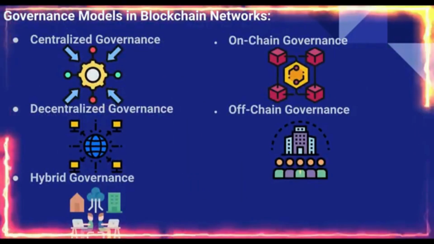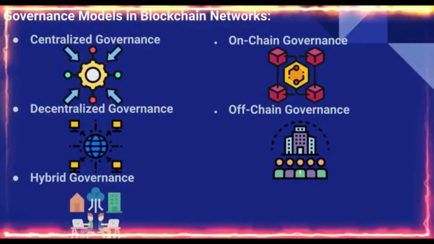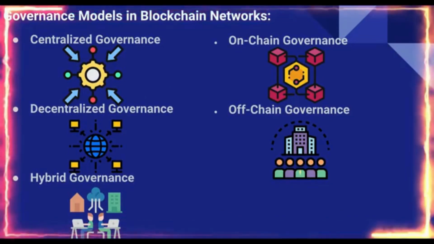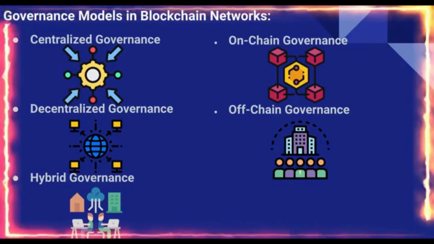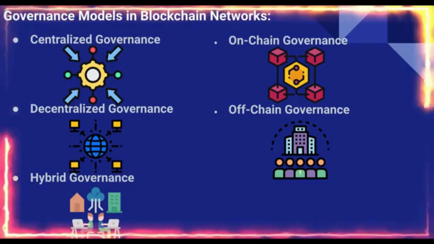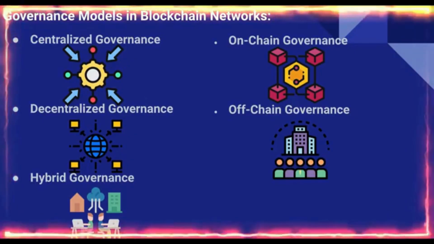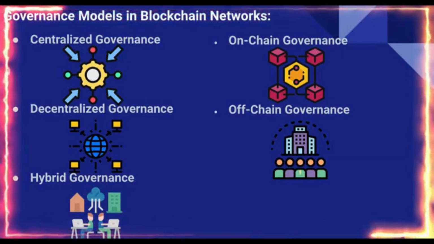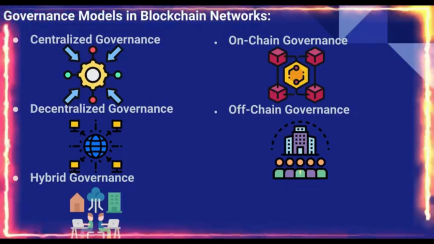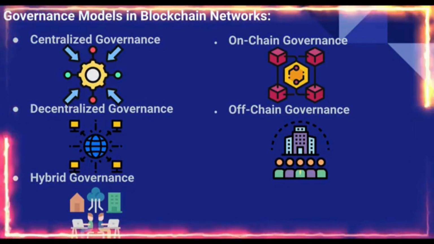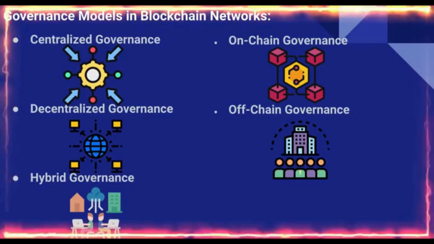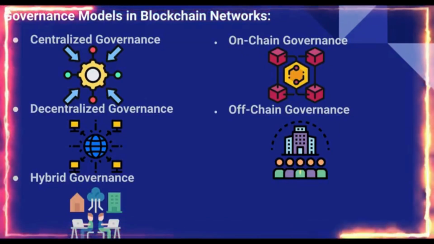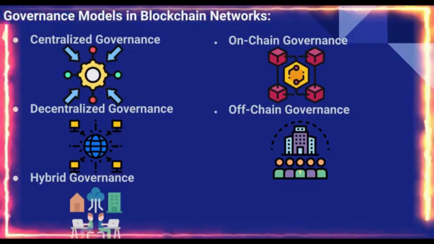Number 2, governance models in blockchain networks. Blockchain governance refers to the decision-making process within a blockchain network. It involves establishing roles, protocols, and mechanisms for managing upgrades, changes, and conflicts. There are several governance models. Centralized governance. A single entity or organization has authority to make decisions and changes. This model lacks decentralization but can lead to quicker decision-making.